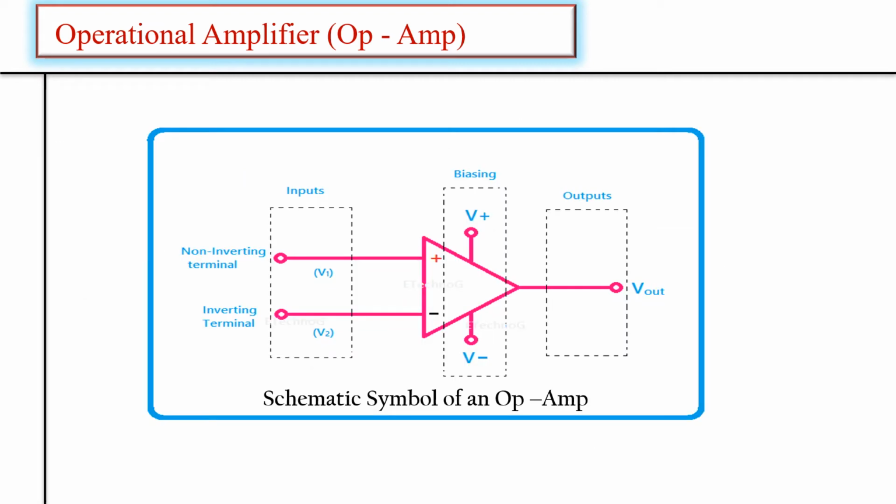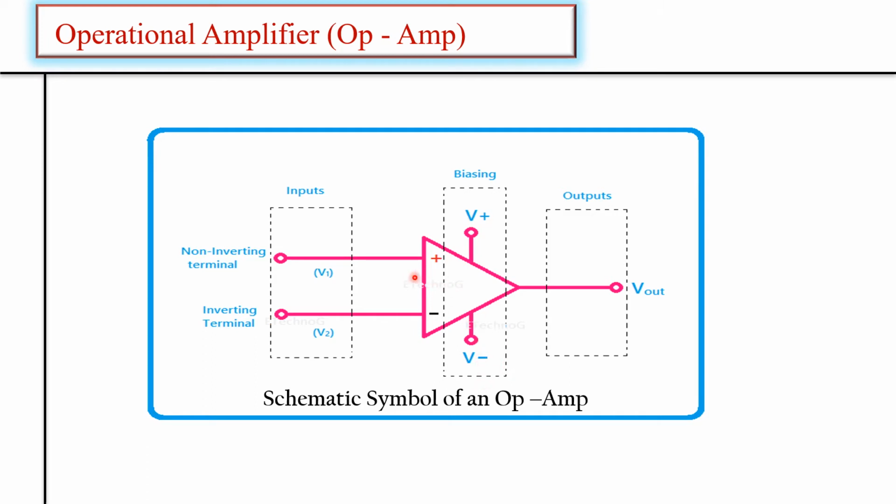So let us see the symbol of an op-amp, operational amplifier. The circuit symbol of the operational amplifier can be represented by this symbol. It consists of two inputs and one output. Most amplifiers consist of two power supplies, a positive power supply and a negative power supply, but there are many op-amp ICs that run on a single power supply.